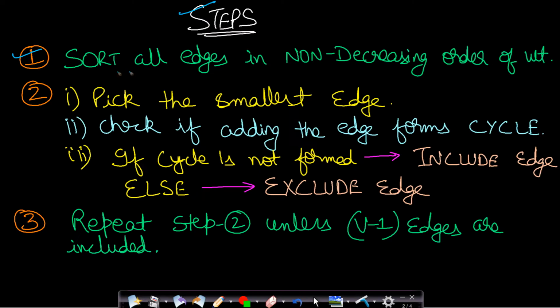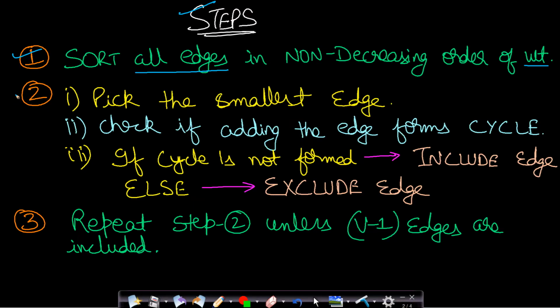The first step was to sort all the edges in non-decreasing order of their weight. We will be given a weighted, undirected graph, and from there we will pick all the edges. If you are given an adjacency list, then you can easily pick out all the edges, and then you will sort all the edges in non-decreasing order.